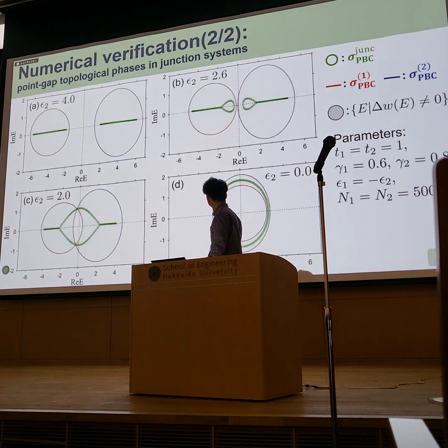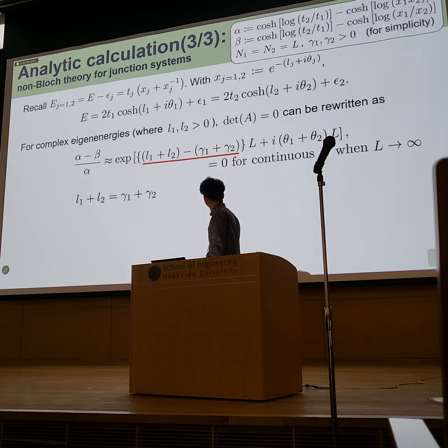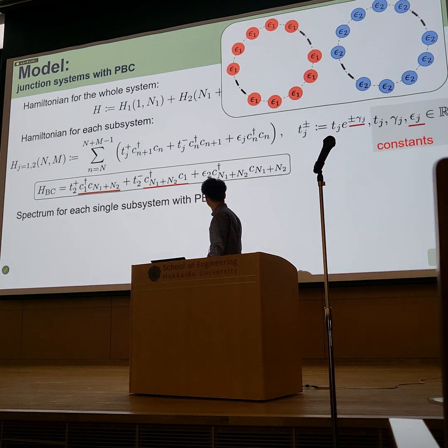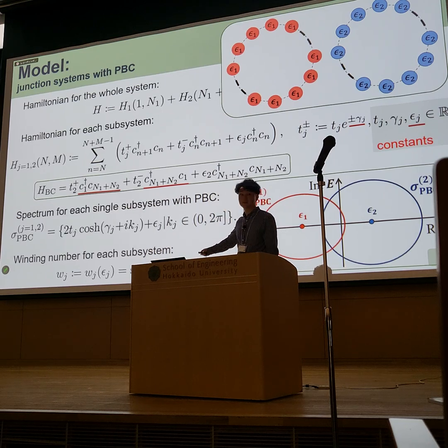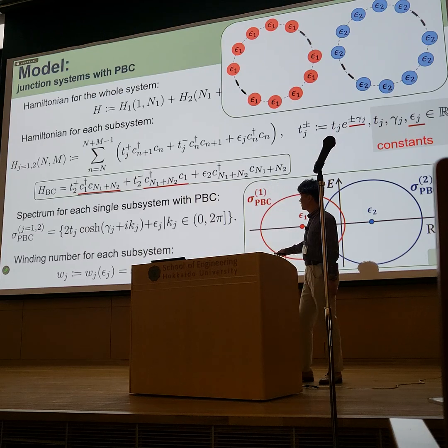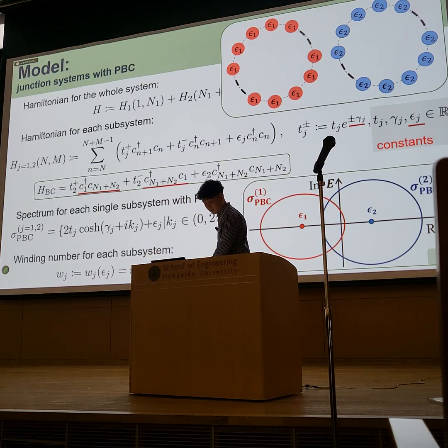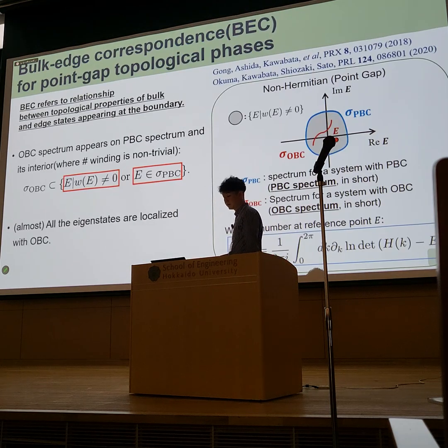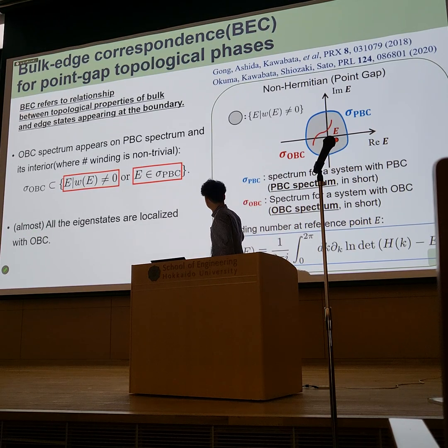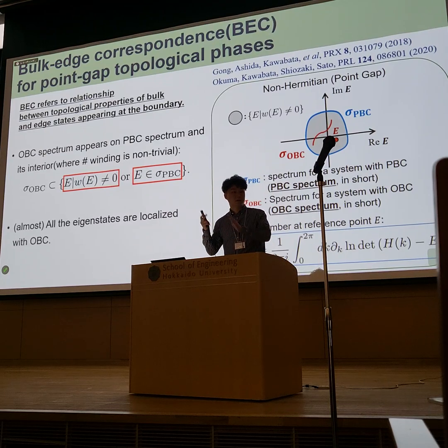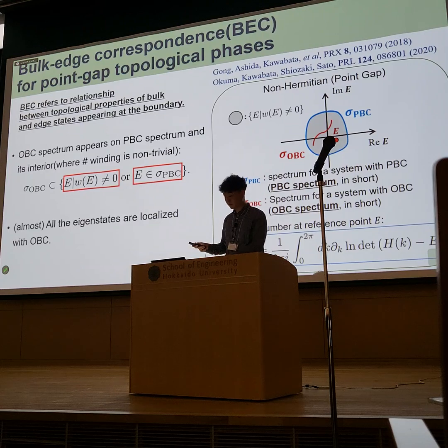So actually, considering the simple homogeneous Hatano-Nelson model with open boundary condition, the OBC spectrum for the corresponding system will form an energy band on the real axis, right? But in the explanation of the correspondence for point gap topological phases, I put the word almost. It means that if the OBC spectrum touches the PBC spectrum, then the eigenstate or the eigenenergy would be delocalized. So that's the reason.